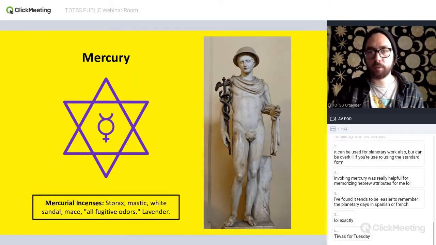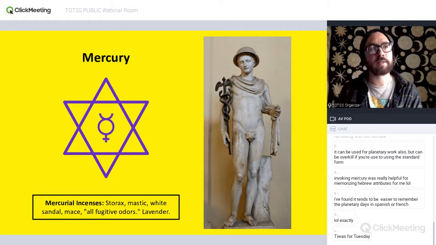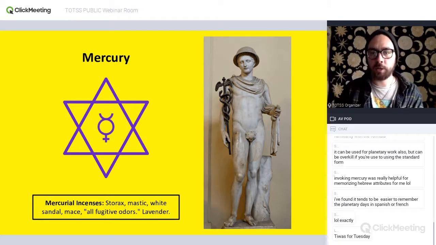All right, and then just the rest of the planets here. So here's Mercury. There's obviously an image of the god Hermes. I've listed out some mercurial incenses here, and I've added lavender. You won't see this one in 777, but it is in some traditional sources. I really like using lavender for Mercury, and I know several other magicians who also use lavender for Mercury. So again, it's not in 777, but it is associated with Mercury, and I think it works quite well, and it can be convenient. Some of the incenses listed in 777 aren't very convenient or easily available, so lavender is a nice alternative for Mercury.